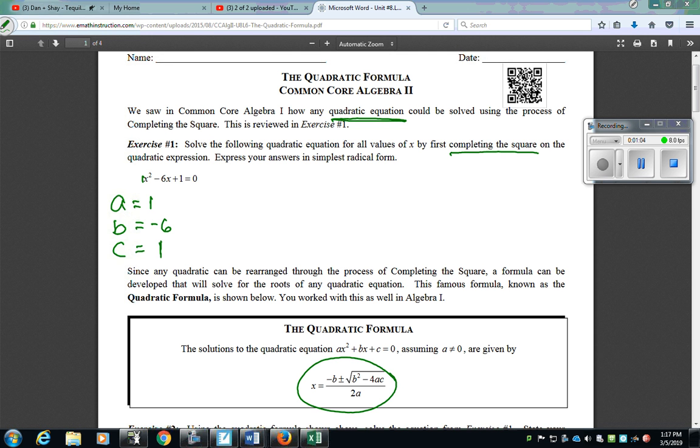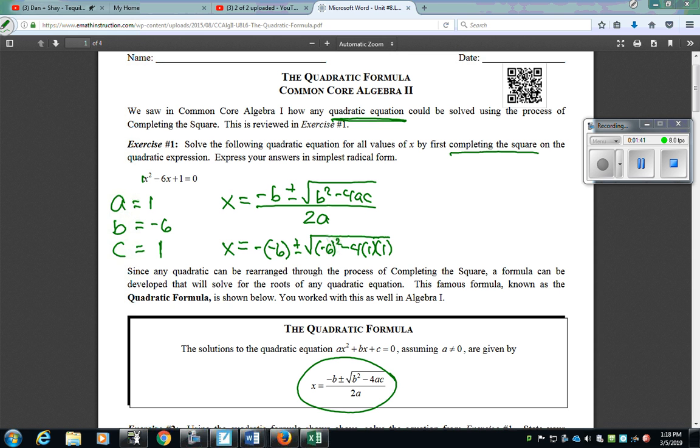So I'm going to go ahead and write the formula out. And then I'm going to take my next step, and I'm going to go ahead and take all the numbers and plug them in for A, B, and C. So I'll have -6 in for B, and then I'll have -6 squared minus 4, 1, and 1. And that's going to be all over 2 times 1.